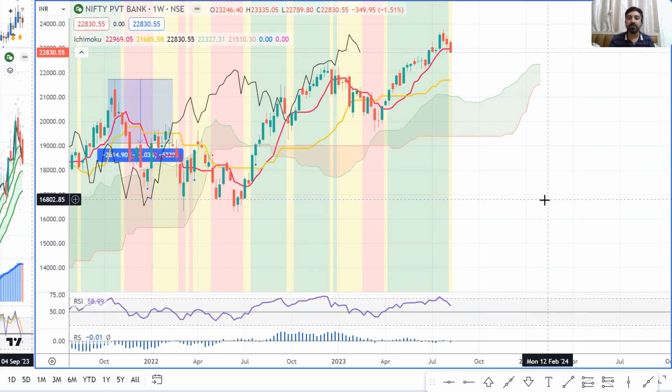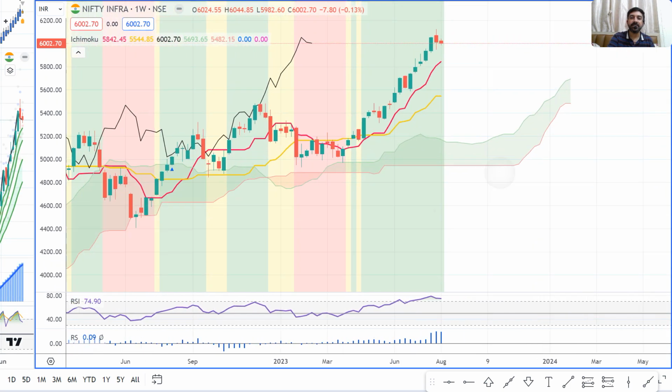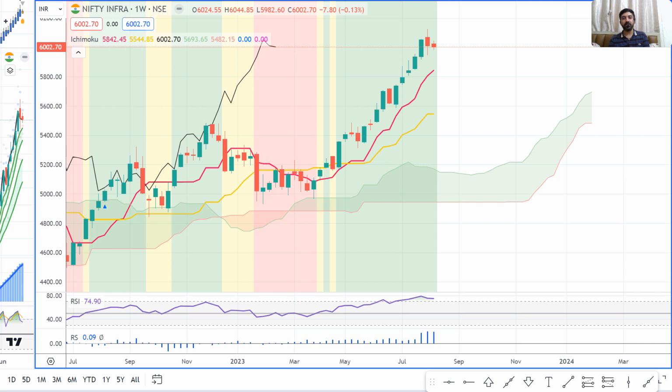Private bank, as we saw, is weakening. Infra is another sector that has already moved up quite a lot. Just a bit of healthy correction, nothing more over here.